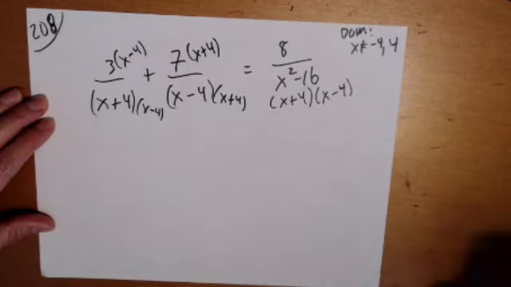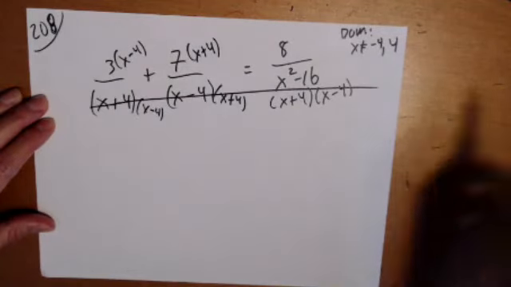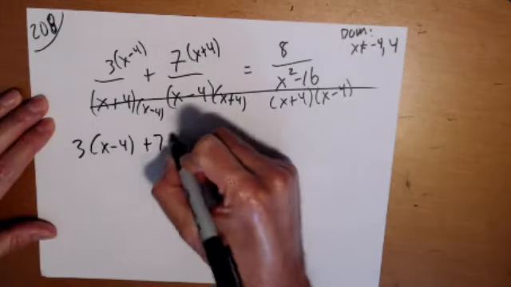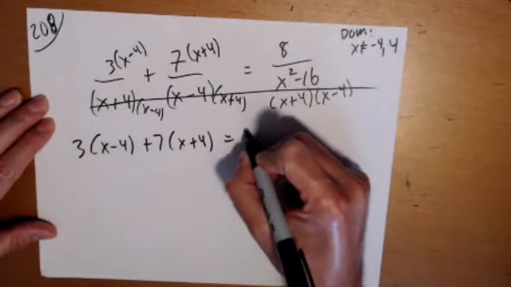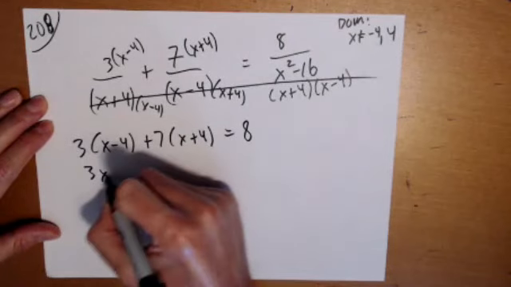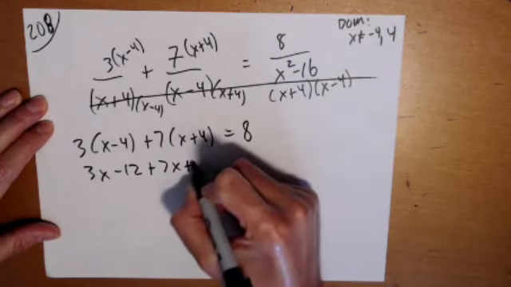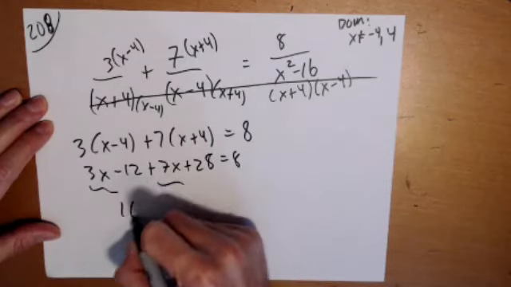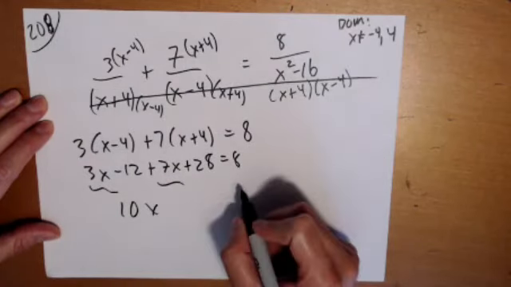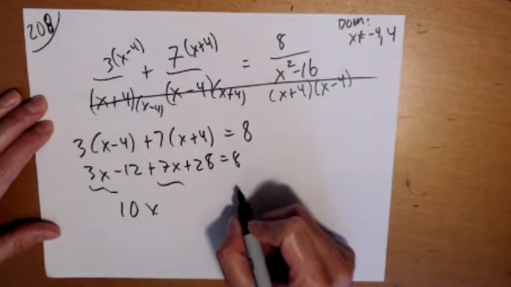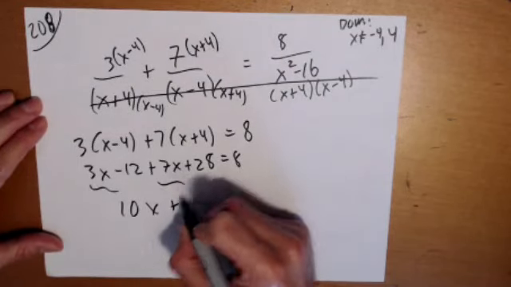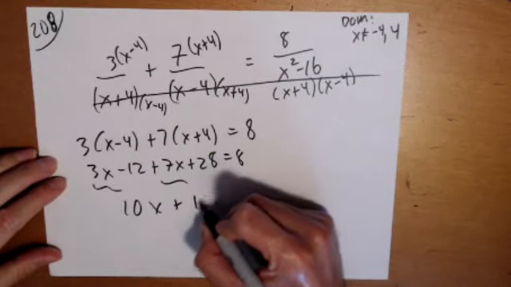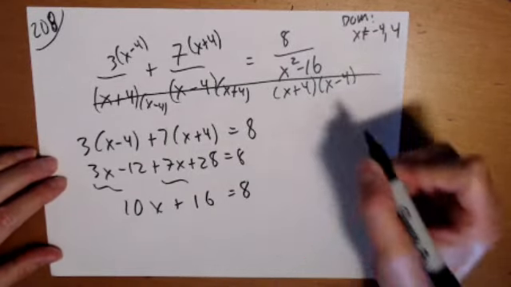Are the denominators all the same? Yes. Cool. What's left over? 3 times (x minus 4) plus 7 times (x plus 4) equals 8. 3x minus 12 plus 7x plus 28 equals 8. X stuff, x stuff. I'm going to bring all the number stuff on the right. Can I do that in my head? Probably not. Okay, 28 minus 12. No, that's 16. Equals 8.